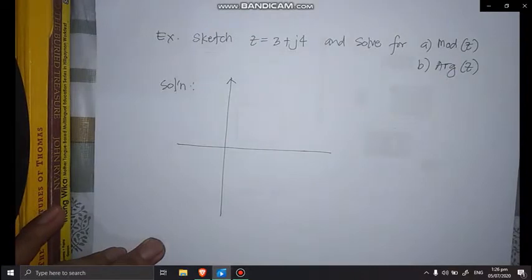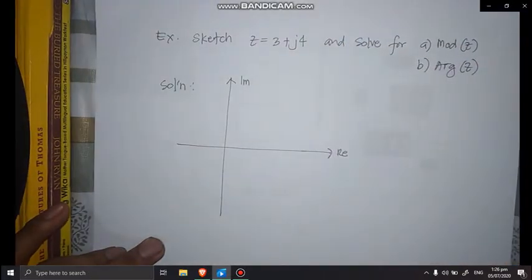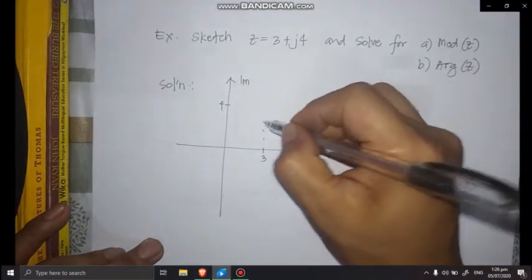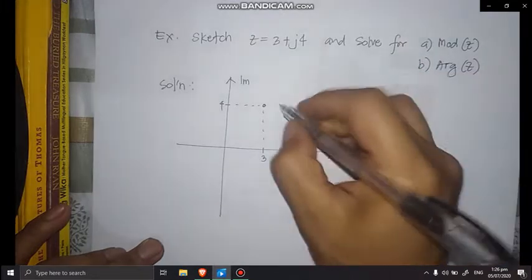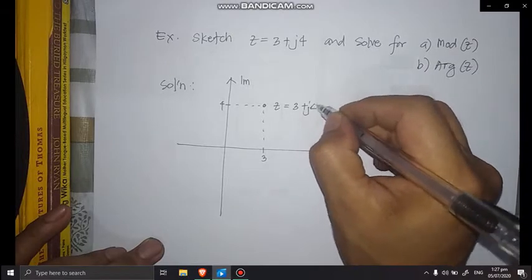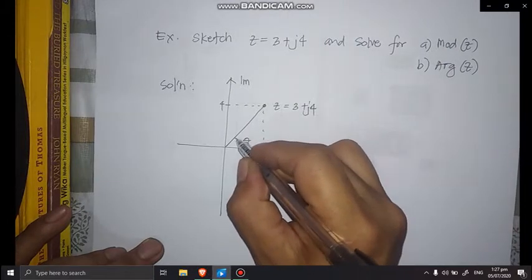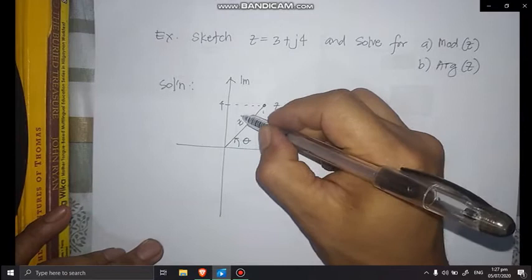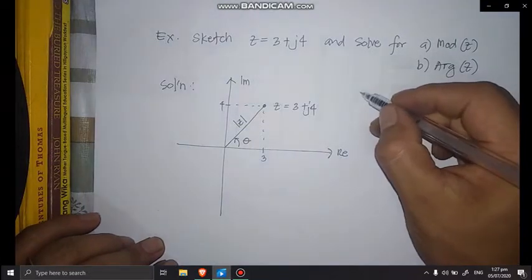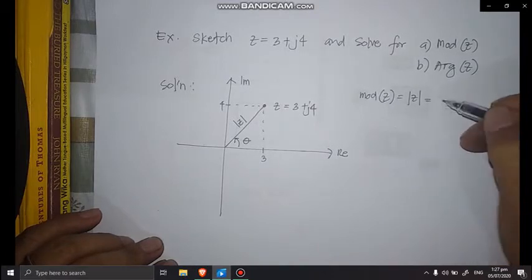Now the solution here is to first sketch the axis. You have the real axis and you have the imaginary axis. And the intersection of that is the origin. Now from the origin, you have to write 3 that represents the real value and 4 represents your imaginary value. Now that point can be represented by z is equal to 3 plus j4. And the distance of your point to the origin is what we call your magnitude of z, or your modulus of z. And the angle between the magnitude and the real axis is your angle theta.